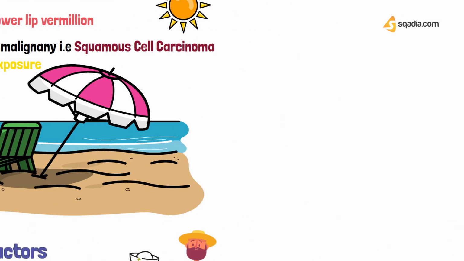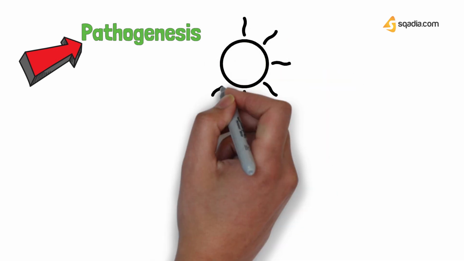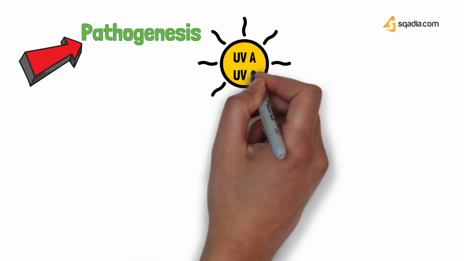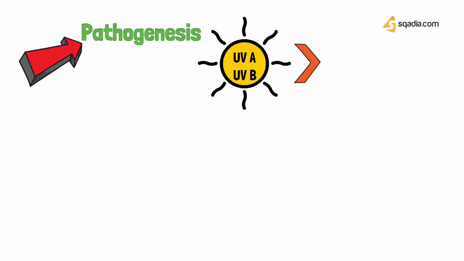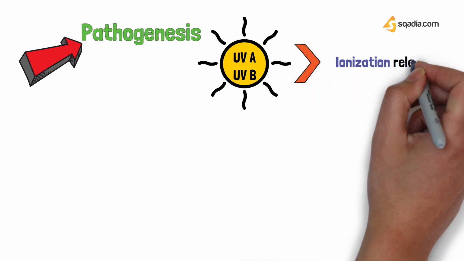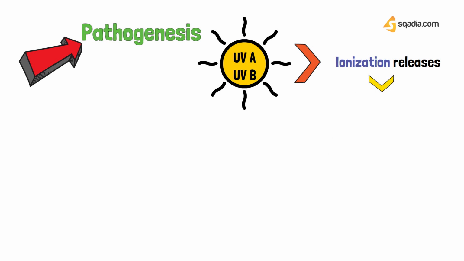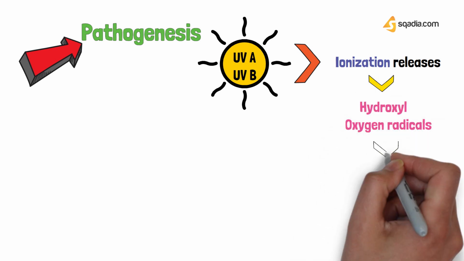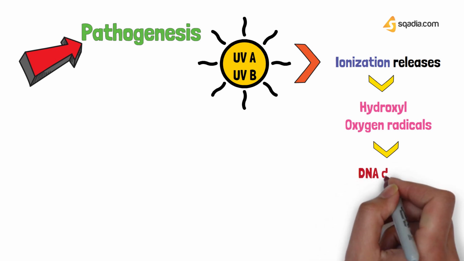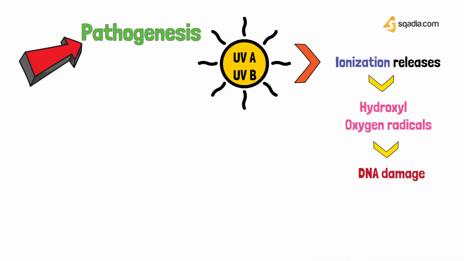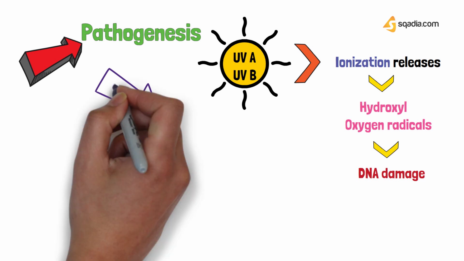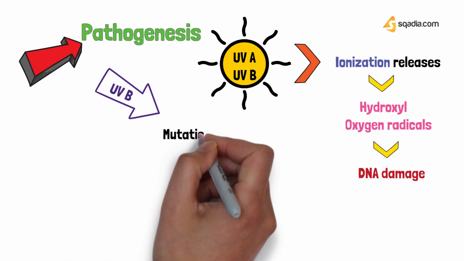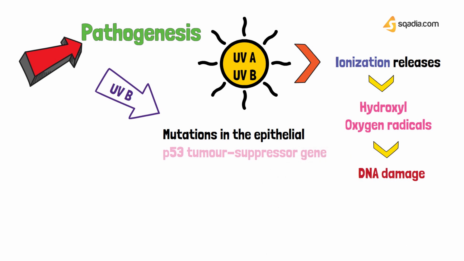Now, let's move on and discuss the pathogenesis. As we all know, sunlight releases UVA and UVB. This leads to ionization of the epithelial cells. This ionization causes a release of hydroxyl ions and oxygen radicals. These eventually lead to DNA damage. Now, in most of the studies, it is known that UVB causes mutation in the epithelial p53 tumor suppressor genes. This causes an interruption in the cell cycle.